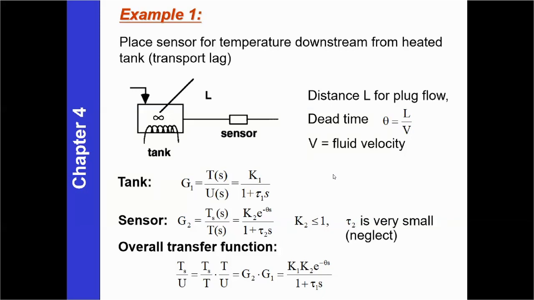Therefore, the overall transfer function is T(s) over u equals T(s) over T times T over u. From the transfer functions, it becomes G2 times G1, which is K1 K2 e to the minus theta s over 1 plus tau1 s. So this is the measurement of the temperature with the sensor and the leg, which are in series. So this is how it looks.